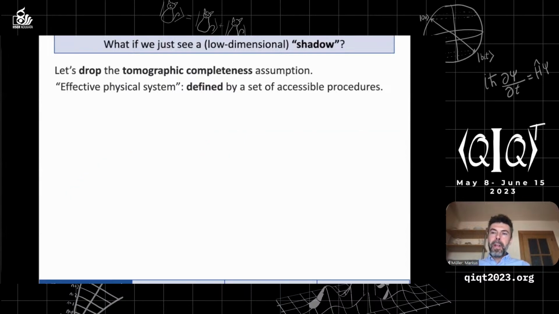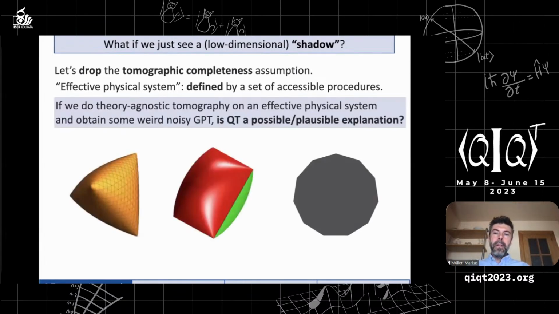So you say, well, I only take into account what I can do today in my lab, and I ignore what I might be able to do in the future, essentially. And if we now perform theory agnostic tomography on an effective physical system, and we obtain some, well, weird and perhaps noisy probabilistic theory as a result, then is quantum theory a possible explanation, or is it a plausible explanation? Or would our data perhaps be able to falsify quantum theory as a fundamental description?